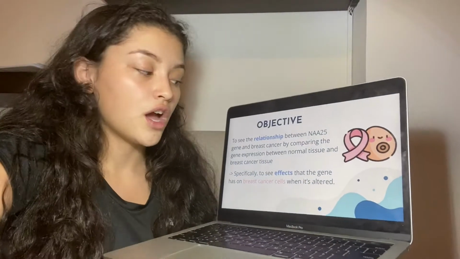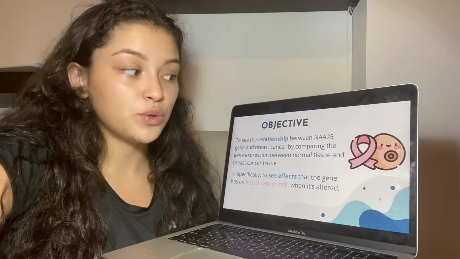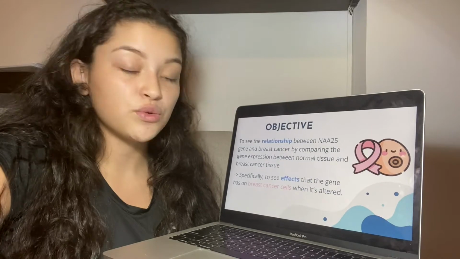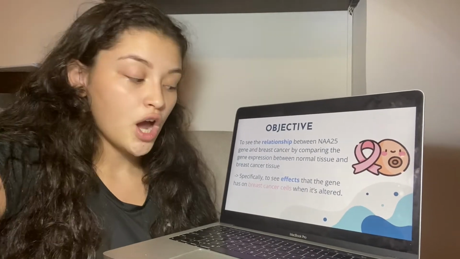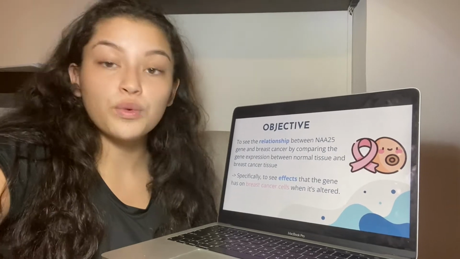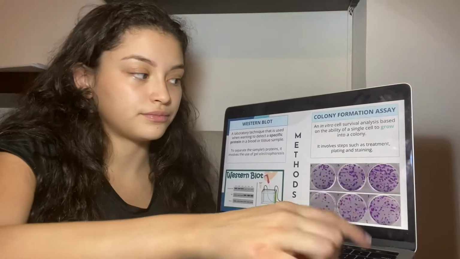So the objective. We're trying to see the relationship between NAA25 and breast cancer by comparing the gene expression between normal tissue and breast cancer tissue. We're specifically trying to see the effects that the gene has on breast cancer cells when it's altered, knocked down.